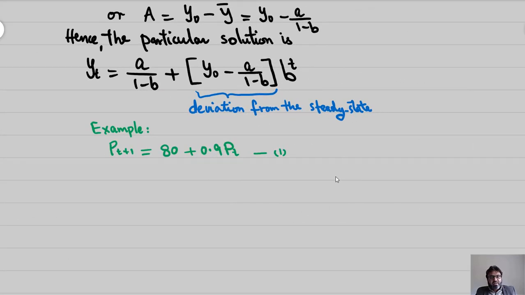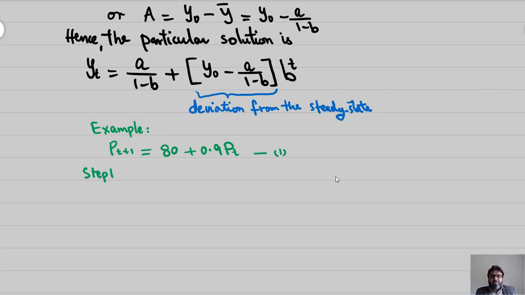To implement this method, let us consider an example where price in period t+1 is equal to 80 plus 0.9 times p_t. So we will implement all three steps. First of all, we find the complementary solution. Then we will find the steady state and take the sum of steady state and complementary solution to get the general solution. And if some initial value, or value of the series at some particular point in time, is given, we can use that to find the unknown coefficient A in our particular solution. So let us do that.